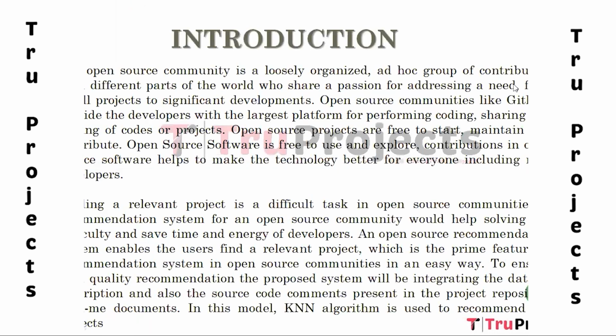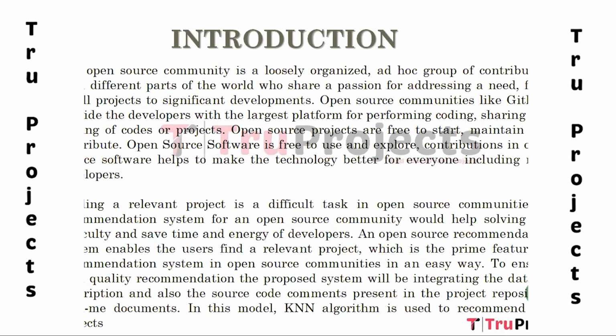Introduction. The open source community consists of globally scattered contributors who share a common interest in addressing needs spanning small projects to major innovations. Platforms like GitHub serve as a vital hub for coding, sharing, and storing projects. Open source initiatives are freely started, maintained, and contributed to enhancing technology for all, including non-developers. However, pinpointing suitable projects amid the community's vastness is challenging.